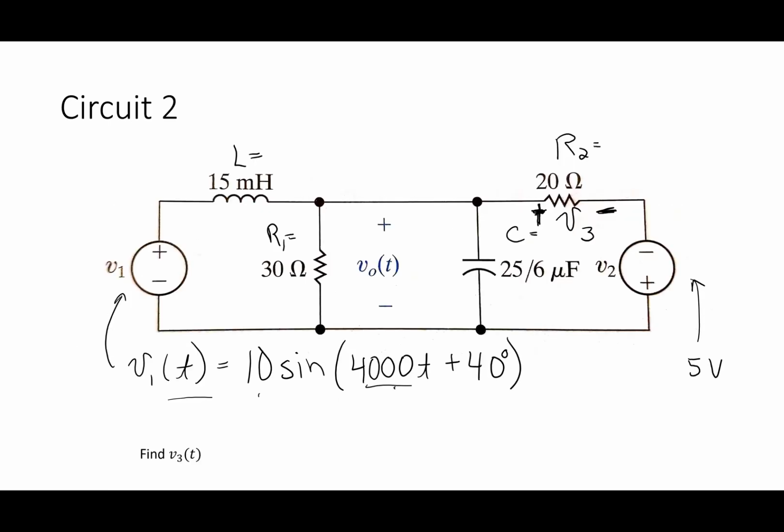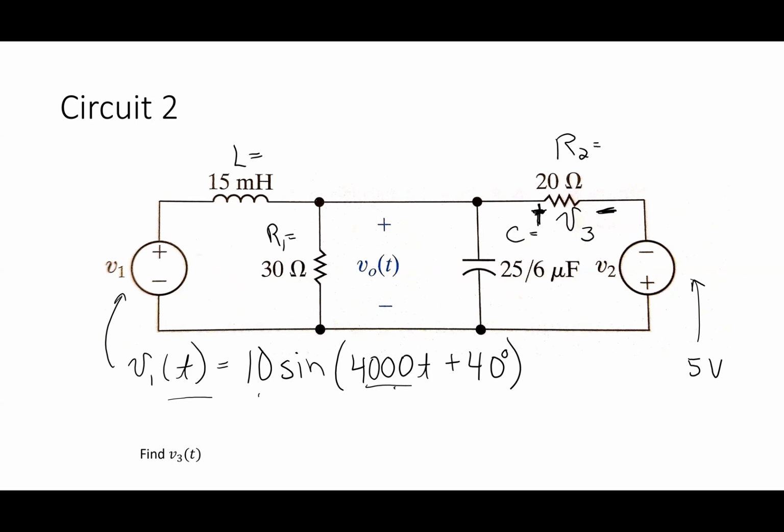The real world looks like this. So you could go in the lab and you could build this. You have a function generator giving you 5 volts over here. You have another function generator on the other side giving you 10 sine 4000 t plus 40 degrees. Totally can have that. The thing about that is you would not be able to do your analysis with both of those sources turned on if you wanted to do it in steady state. If I wanted to get the differential equation, I could do that, but I would have to solve the differential equation.